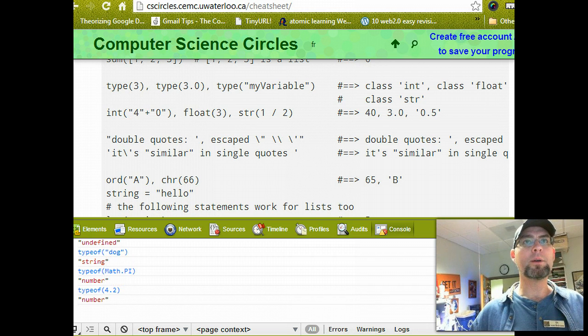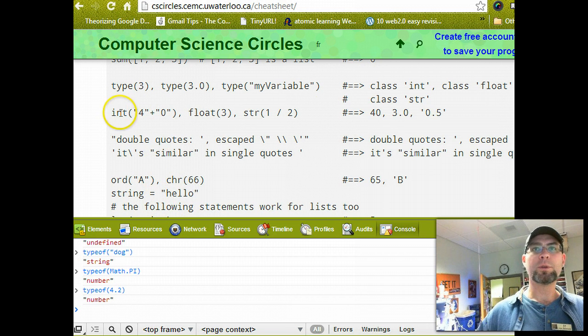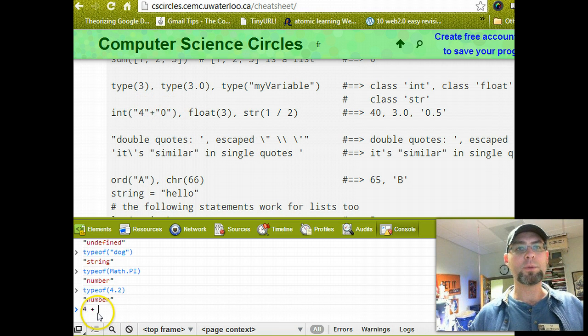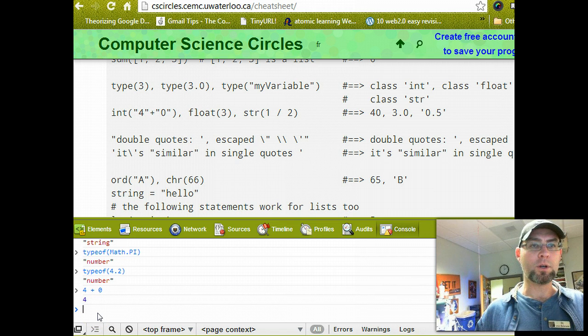If we type, well, the result here is 4o. If we do int 4 plus o, well, what about all this plus? So let's try 4 plus o is 4. 4 plus 0.0 is 4. 4.2 plus, let's try 0.8 is 5.